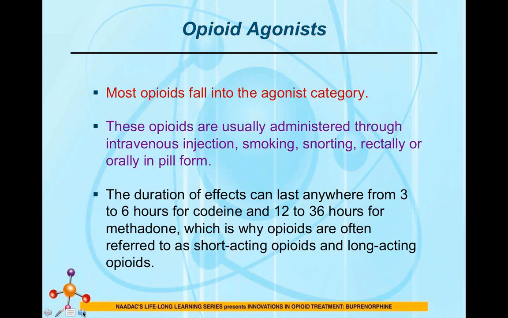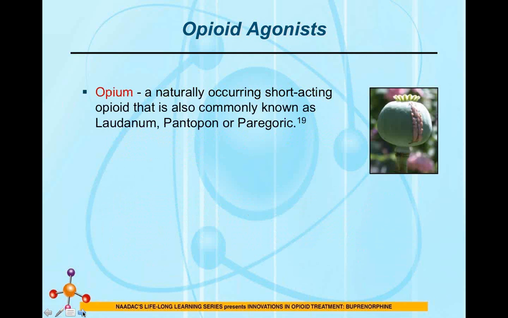You can see them all listed here on your screen: through injection or smoking. Maybe they're snorted. Maybe they're in pill form. Lots of different ways to get these drugs into the body, but they do affect the body in the same way. And depending on the type of drug going into the body, the duration of the effects can last anywhere from 3 to 6 hours, for example with codeine, or 12 to 36 hours for methadone. That's why people say there are short-acting opioids and long-acting opioids. That really has to do with the length of time it's activating those receptors and causing the physiological effects listed in red on the previous slide.